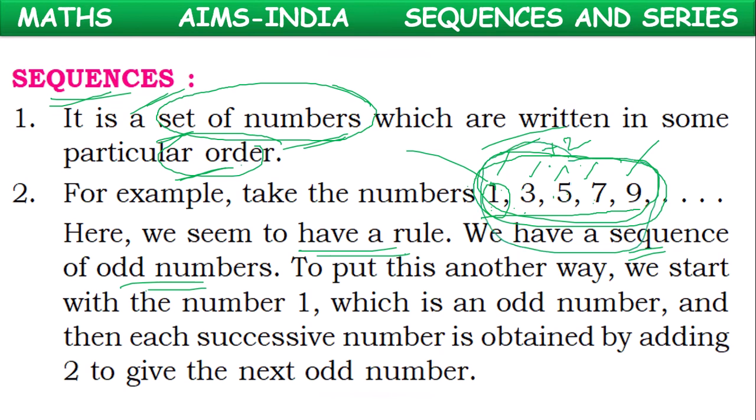Like that, it can be categorized into two types of sequences. A set of odd numbers is one sequence. A set of numbers formed by adding 2 to the previous number is another. Like that, we can name it as any kind of sequence.